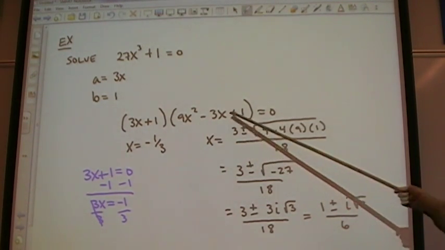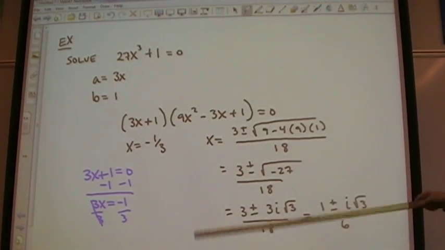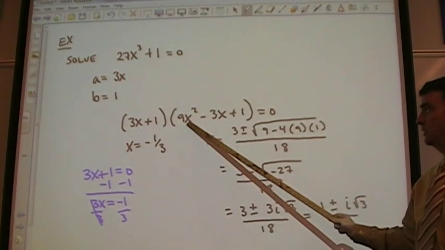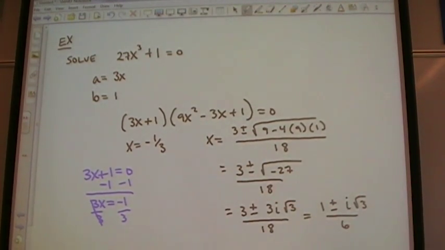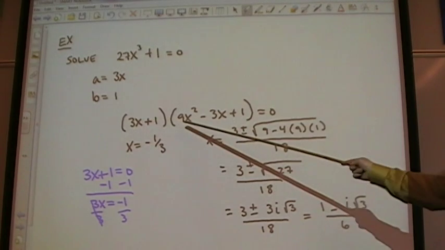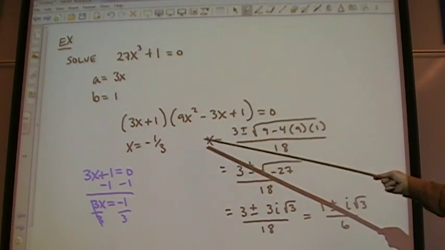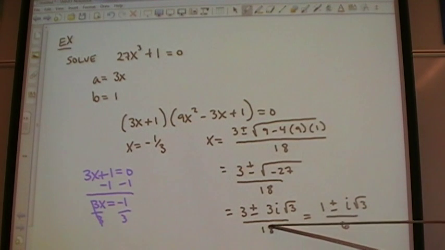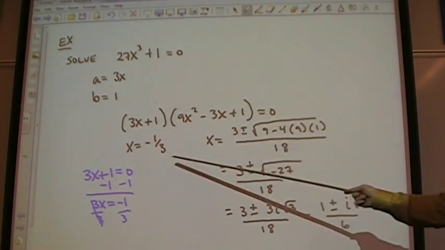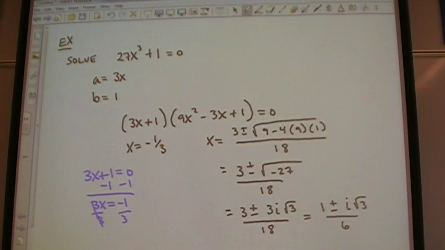Now, what do we have here? How did you get the 9x? A squared. 3x squared is 9x squared. Okay. What's the easiest way to solve any quadratic equation? Quadratic formula. Well, you can't factor. Remember, I said you can't factor this any further. So go straight to the quadratic formula, and that's what I did here. And here are my other two answers: 1 plus or minus i root 3 over 6, and here's your third one, which was negative 1/3.